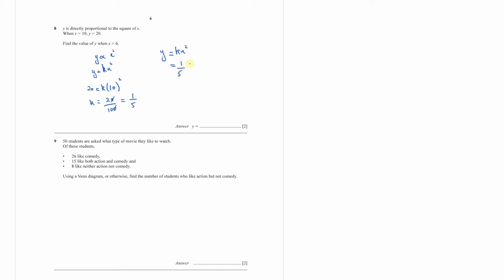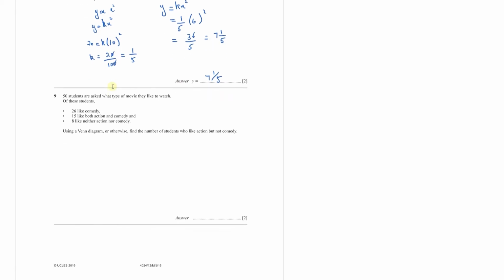1 by 5, k is 1 by 5, and then x is given as 6 squared, so you get 36 by 5, which is 7 whole 1 by 5. So you can give your value here, 7 whole 1 by 5. Move on to question number 9.